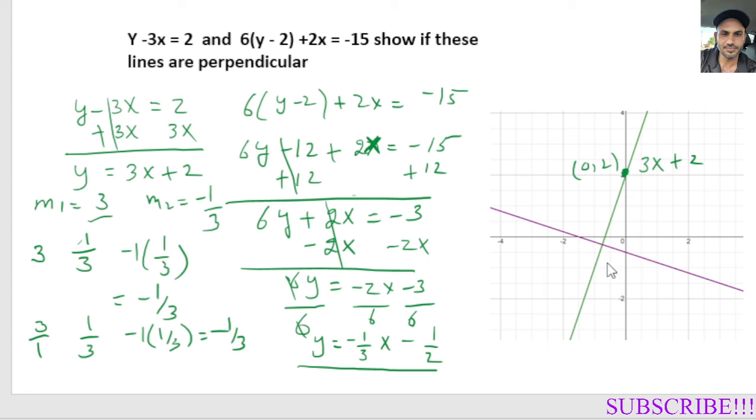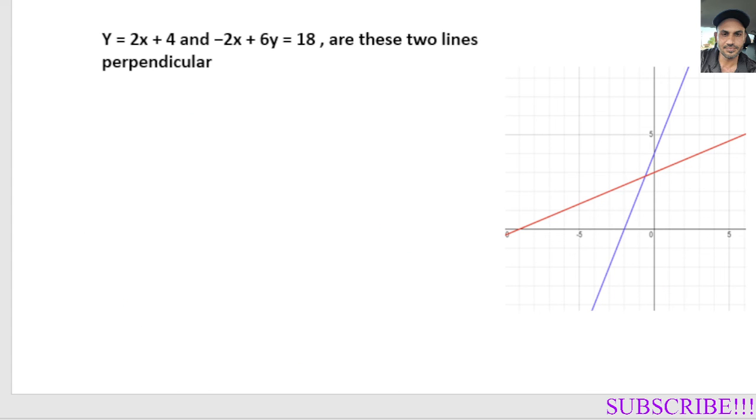And the purple line is your line with the negative 1/3 slope. So this would be negative 1/3 x minus 1/2. So this point right here is the y-intercept, which is 0, negative 1/2. Okay, so the y-intercept is the point where the line crosses the y-axis. Okay, so now let's go ahead and go to the last example.